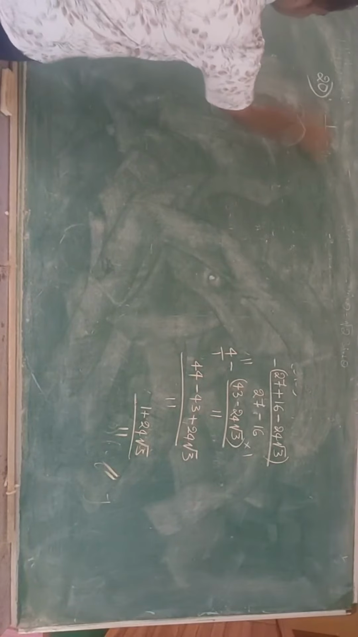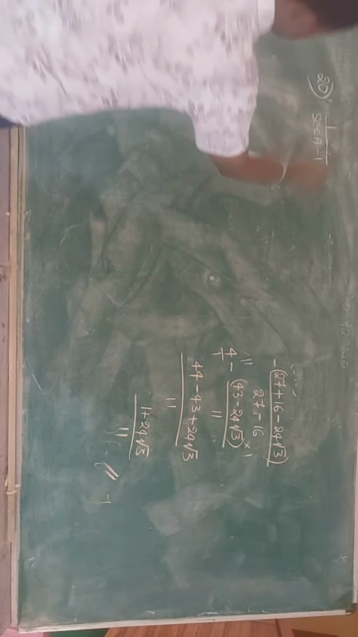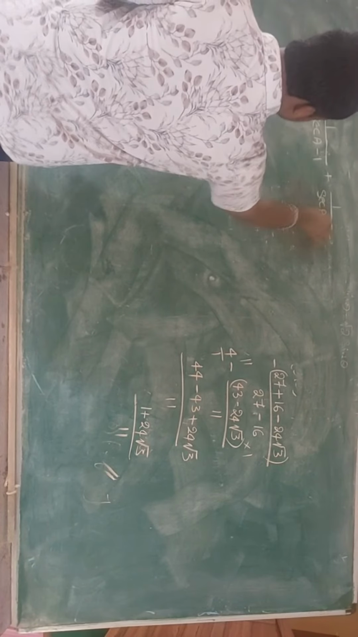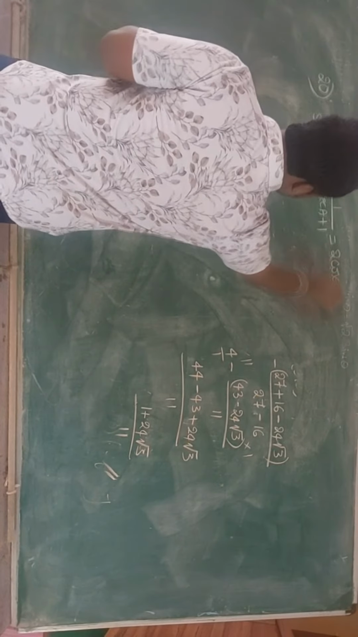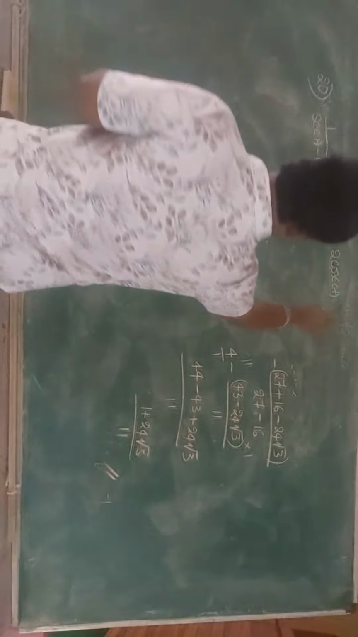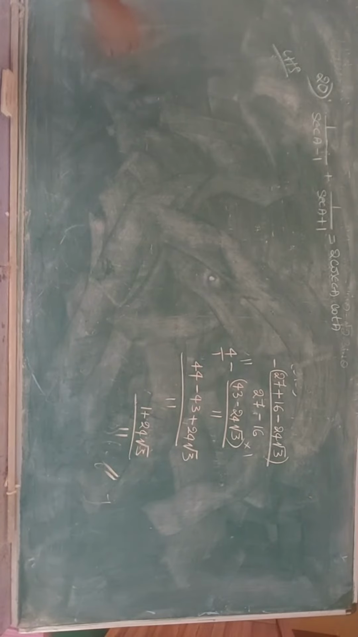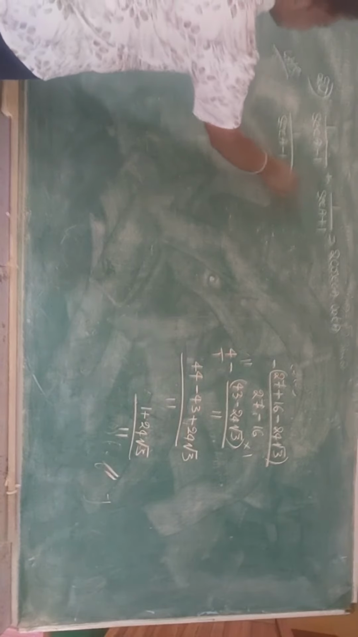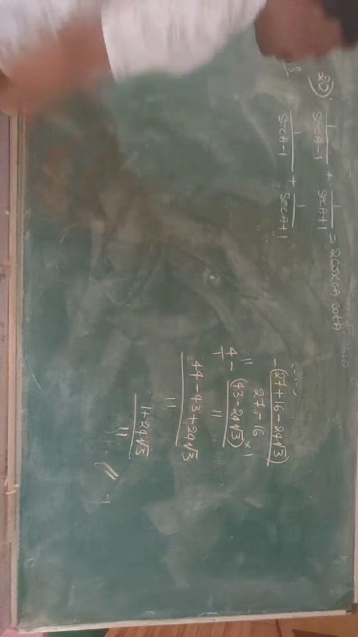One upon sec A minus 1 plus 1 upon sec A plus 1 is equal to 2 cosec A into cot A. 2 cosec A into cot A. Yes, LHS we can take. LHS is 1 upon sec A minus 1 plus 1 upon sec A plus 1.